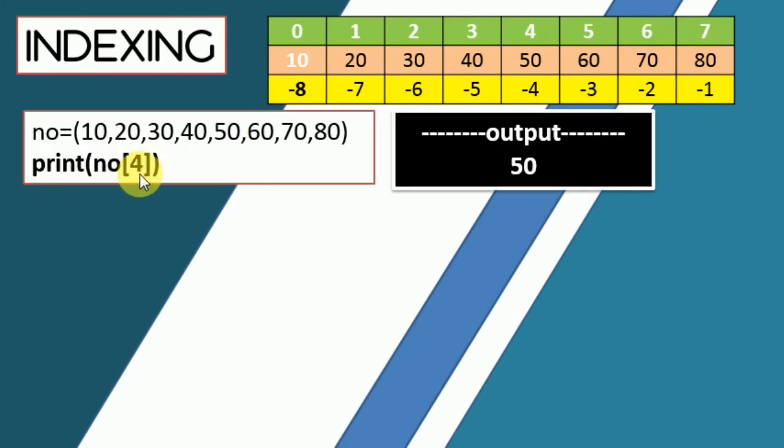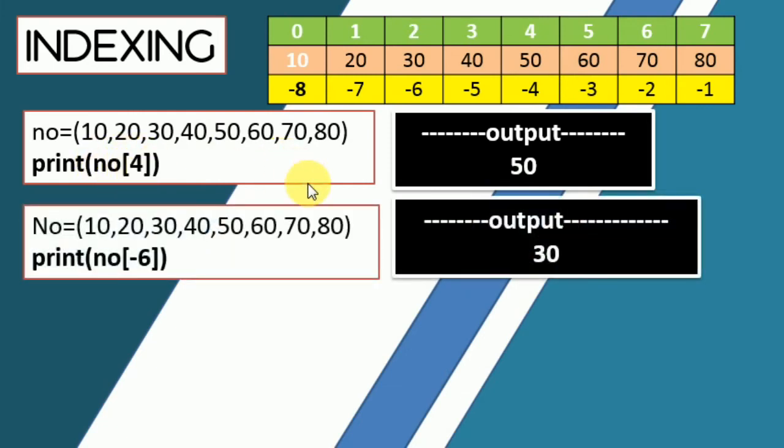Then I need to access the value at the fourth index, positive. The positive is going to be here, and that number is 50. So we start from 0, 1, 2, 3, 4, and we will display the 50 by writing this line, that is NO of 4. And if we need to display a negative value, this 30 that is sitting here, the positive number is 2 and the negative value is -6. So NO of -6 is going to display the value. So these are the numbers.